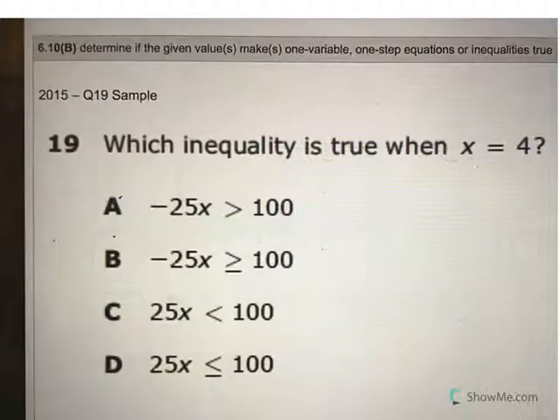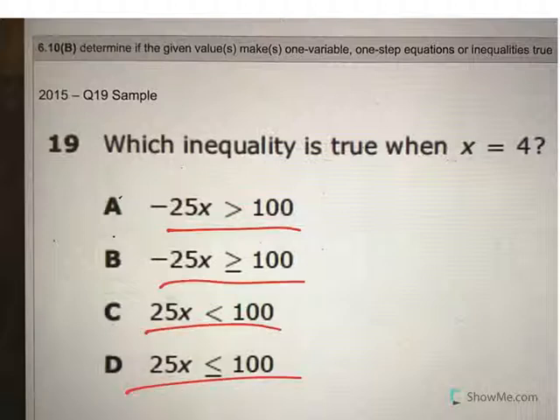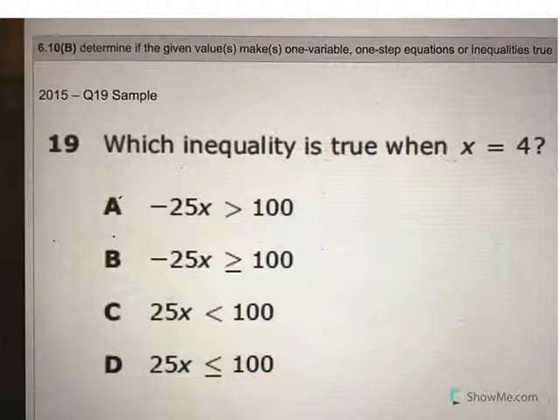All right, one more problem. Which inequality is true when x equals 4? So what they're asking us to do is, each of these are statements. But for it to be a statement, it needs to be true. I can't say the earth is flat. I can say it, but it's not a true statement. On each of these mathematical statements, I'm going to plug in 4 and then determine whether the statement is true.